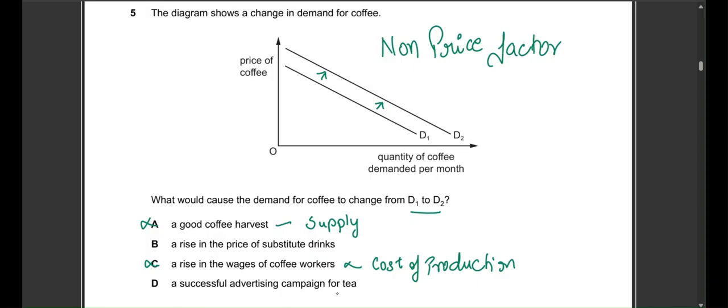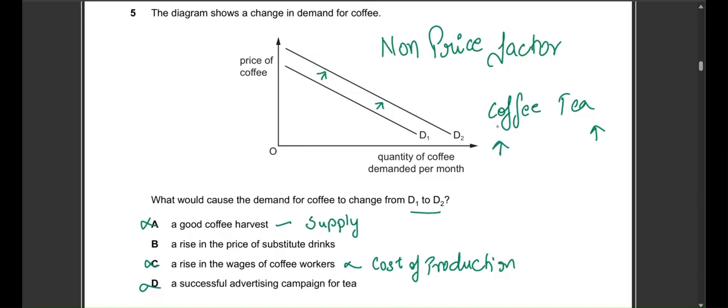Last one, a successful advertising campaign for tea. If there is a successful advertising campaign for tea, your demand for tea should increase, not the coffee. So again, this is eliminated. Now let's understand why a rise in the price of substitute drinks is the right option. Let's take an example. What would be the substitute of coffee? A substitute is nothing but a competitor. So normally I would say tea. If there is a rise in the price of tea, what would happen to the demand for coffee? Obviously, demand for coffee will increase.